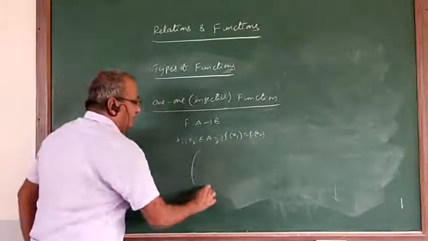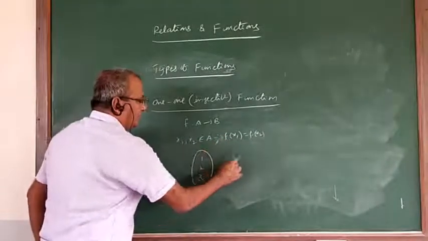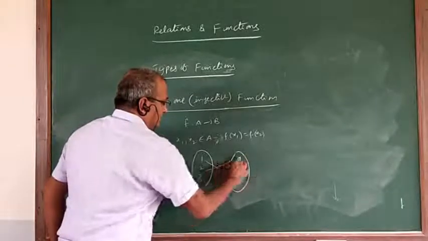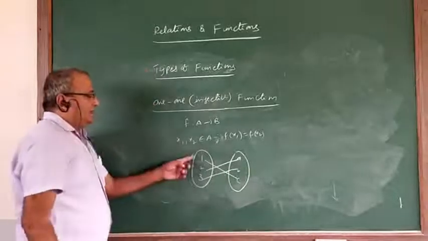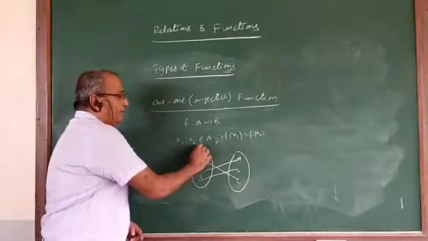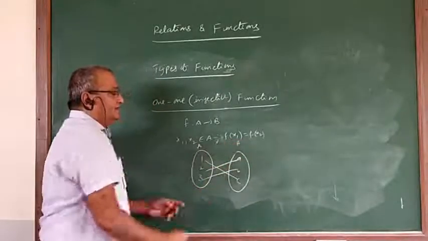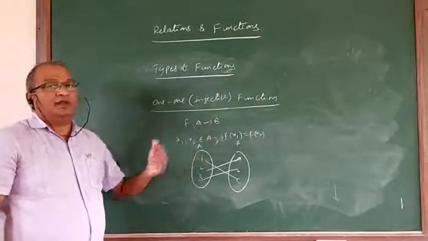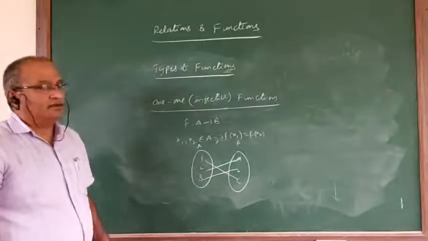For example, in a Venn diagram with 1, 2, 3 in A and A, B, C in B, the 3 different elements in A have 3 different images in B. Then this f: A to B is said to be a one-one function.